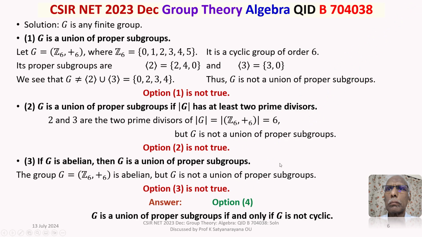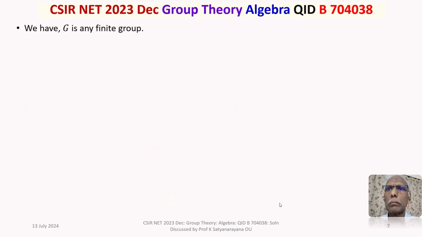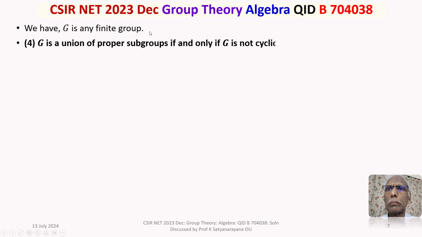Now our students will ask the proof for this statement. That is, what is the proof of this statement given in option 4? Yes, we will do it in the next slide. We have G is any finite group. So in that case, G is a union of proper subgroups if and only if G is not cyclic. Let us prove this statement.